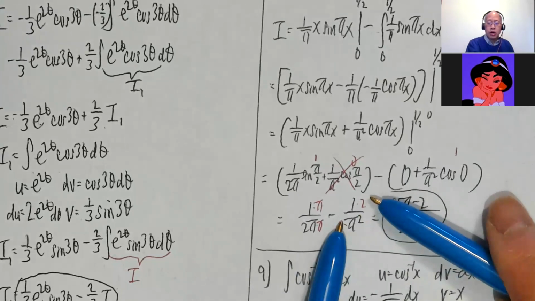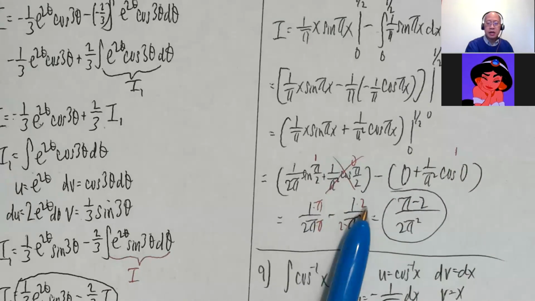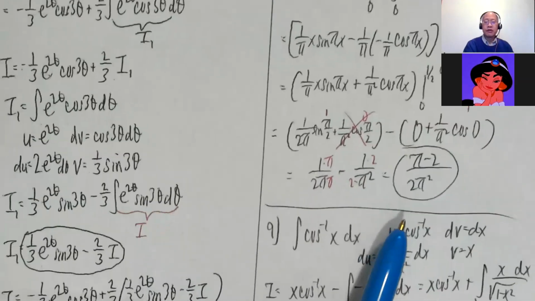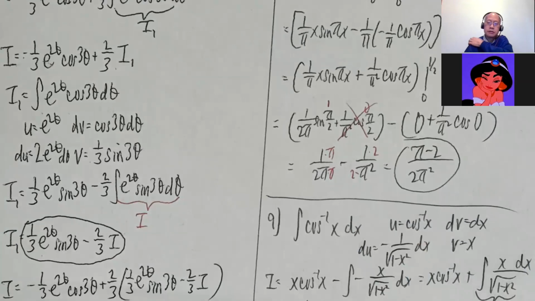Okay. So I have 1 over 2 pi minus 1 over pi squared. Common denominator is 2 pi squared, multiply this by pi over pi, multiply this by 2 over 2. Final answer is pi minus 2 divided by 2 pi squared. Okay.